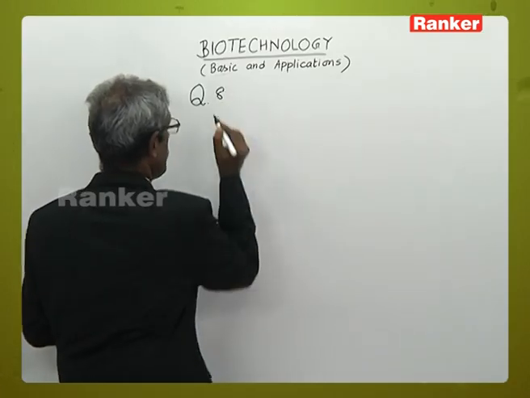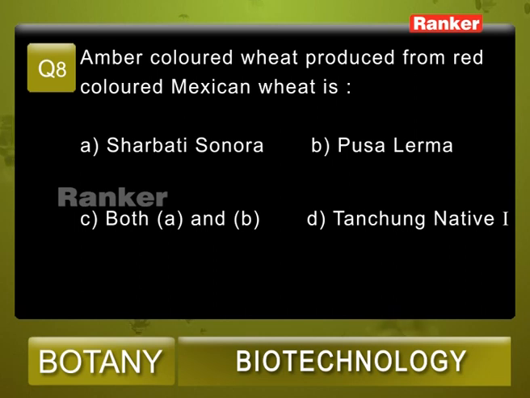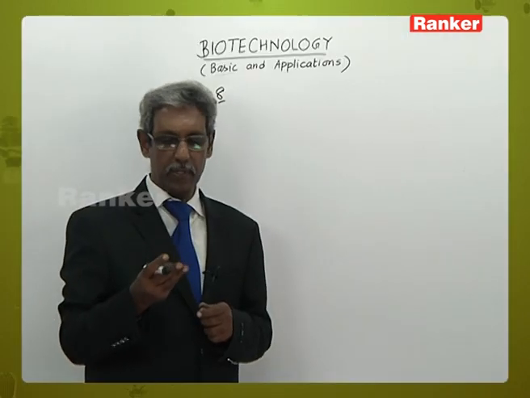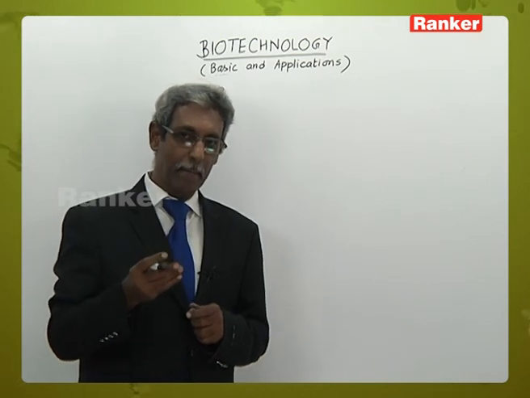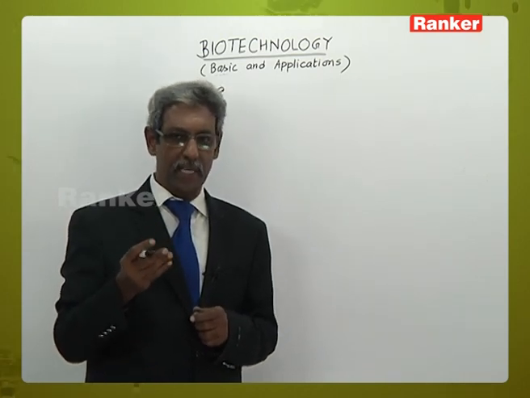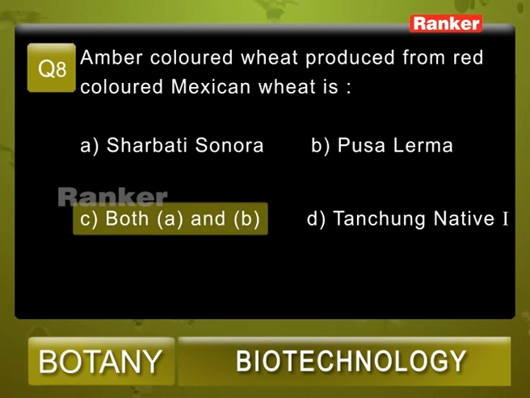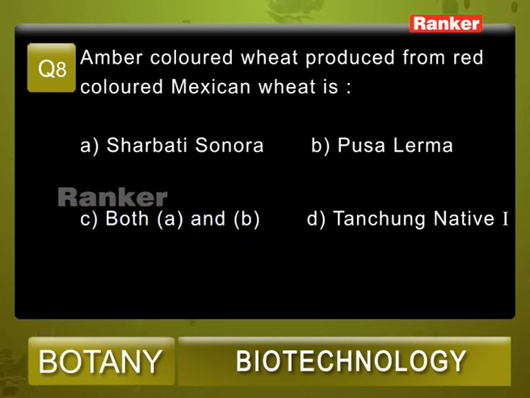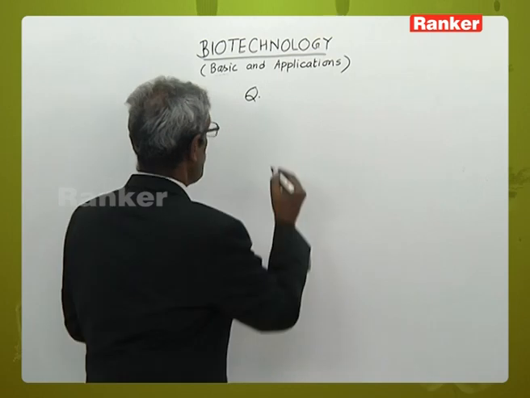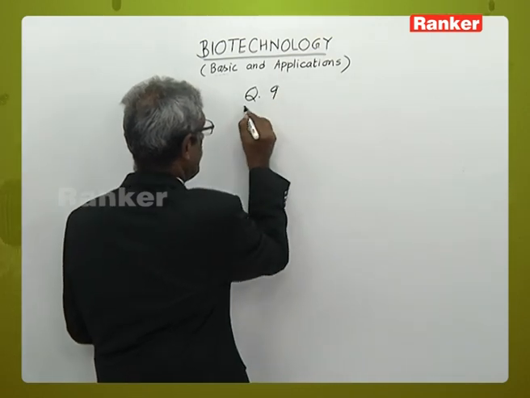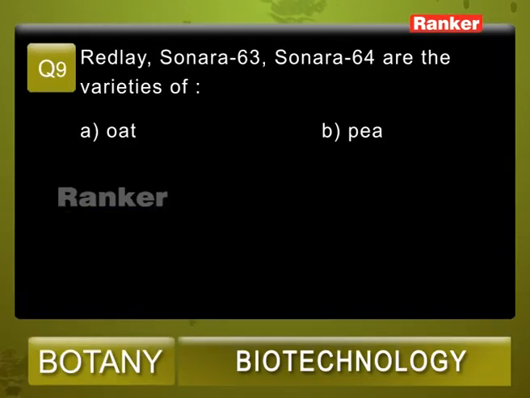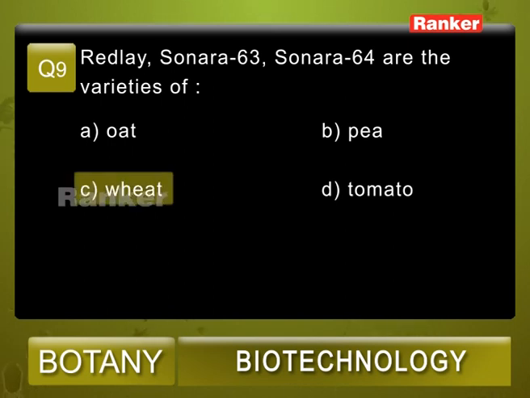Question number 8 relates to amber colored wheat produced from red colored Mexican wheat. Wheat when introduced and bred develops amber color, and amber colored wheat is seen both in Sharbati Sonara and Pusa Lerma. Hence the right answer is C. It is Sharbati Sonara as well as Pusa Lerma. Now we are going to question number 9. Ridley, Sonara 63, Sonara 64 are varieties of wheat. The answer is C.